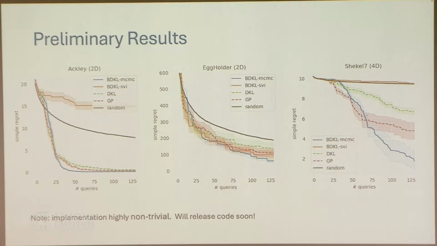One of the key challenges in doing all this was that the implementation of the MCMC algorithm for this sort of Bayesian deep kernel learning plus GP was highly non-trivial. And Chris Ye, who is here today, as a PhD student, spent an enormous amount of time getting that implementation working, and we will release the implementation soon.